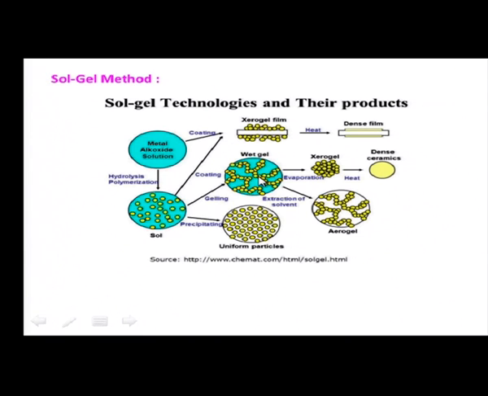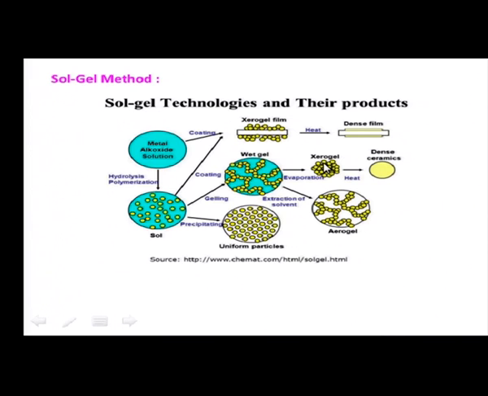Similarly, in the sol gel process, you take the sol material and coat it and you get a wet gel, and with this wet gel you get a xerogel, and with the xerogel you can form dense ceramic. Similarly, by the precipitation approach you get uniform particles, and finally from the wet gel you can obtain aerogel. Therefore, in this sol gel technique we can produce nanomaterials either in the form of film, or in the form of xerogel, or in the form of aerogel.